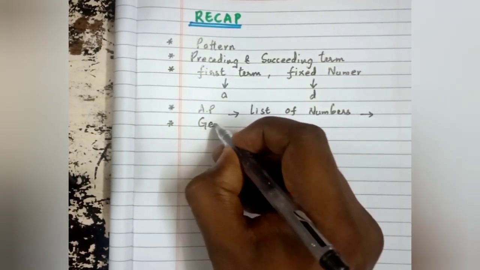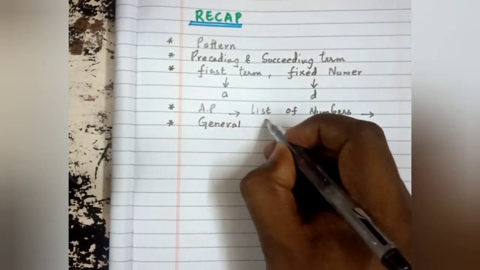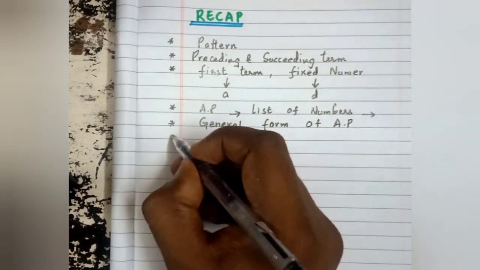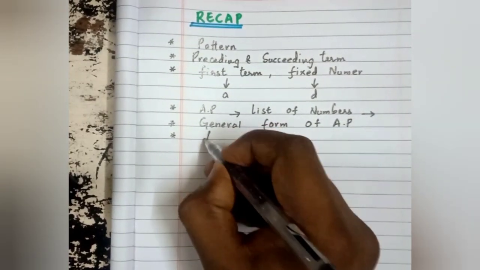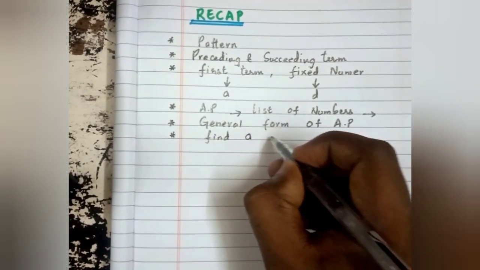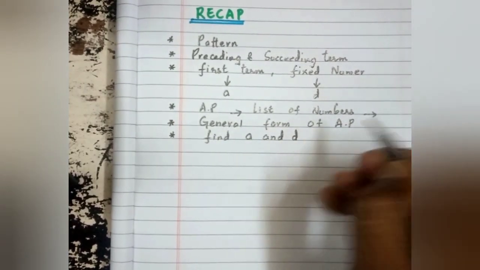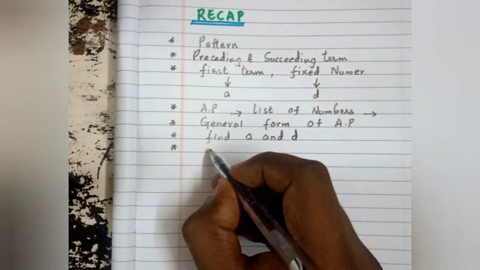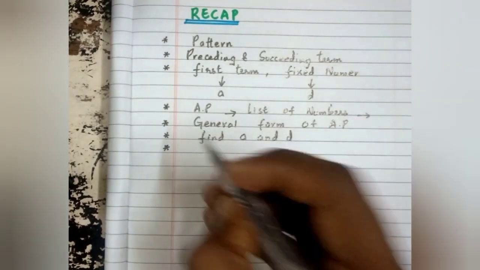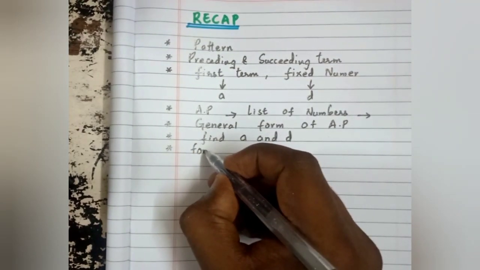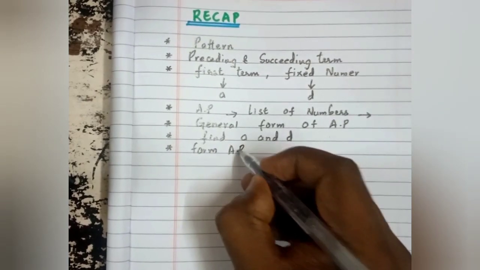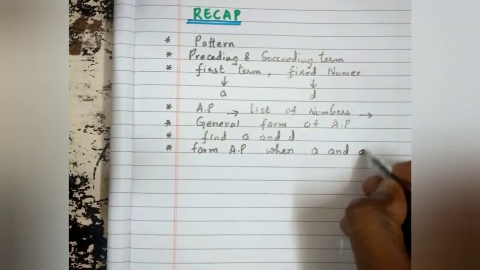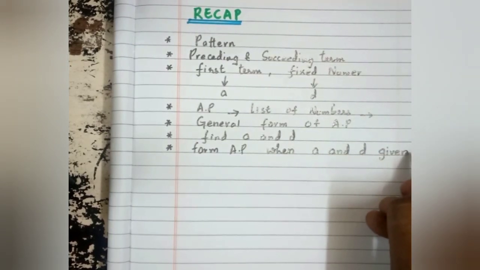Then we learnt about the general form of AP. What is the general form of AP? A, A plus D, A plus 2D, A plus 3D and it goes on. Then we solved a few problems finding A and D for a given AP. Then we again solved a few problems finding the AP when the first term and the common difference are given, forming AP when A and D are given.